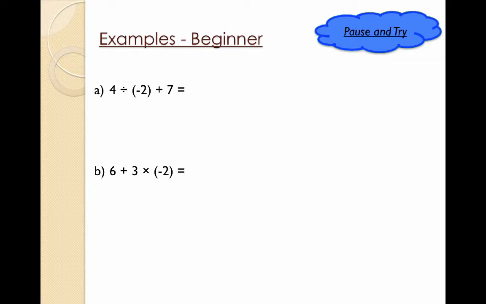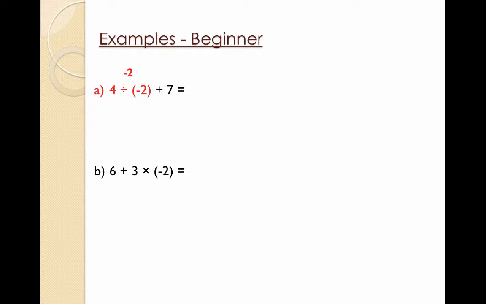We're still going to be using BODMAS, and I see a division and an addition there. There is a negative 2, that's a number, it's not a takeaway 2, so that's something to note. I'm going to start by doing the division first. 4 divided by negative 2. Now 4 divided by 2 is 2, and because I've got a positive and a negative, my answer is going to be negative 2. So that's the first part of my answer.